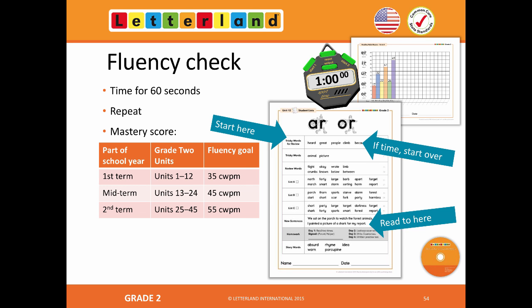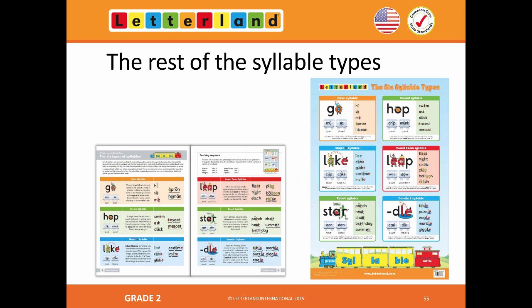The fluency check instructions are included in the teacher's guide. Each child gets 2 turns. They read for 60 seconds, perhaps with the teacher doing the timing while the children work in pairs, testing each other. As I mentioned earlier, all 6 syllable types are covered in the Grade 2 Teacher's Guide and are shown on our informative poster. So now that we've seen how the 5-day unit plan works, let's focus on them.